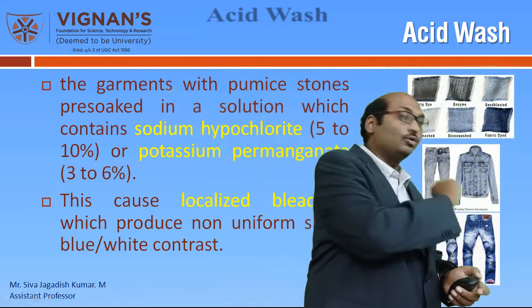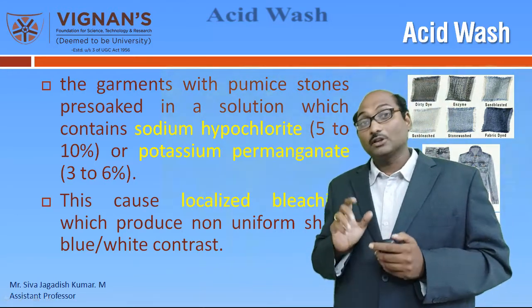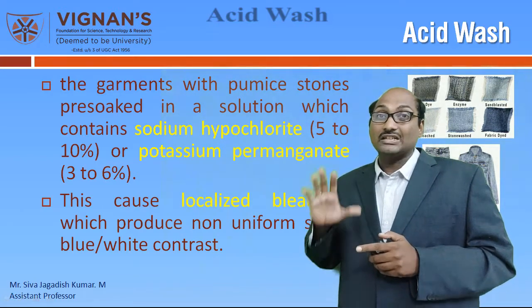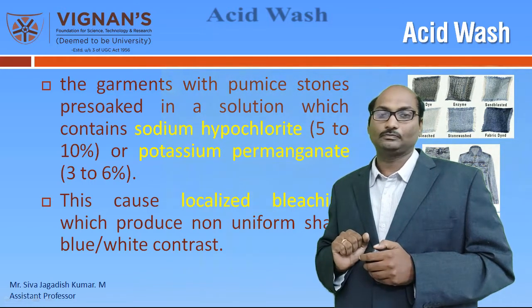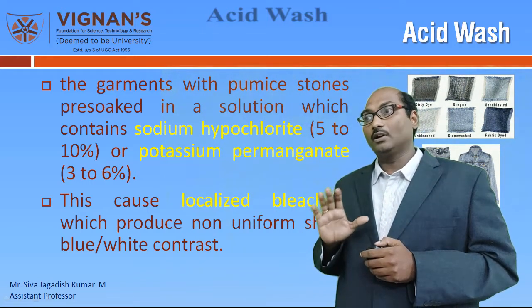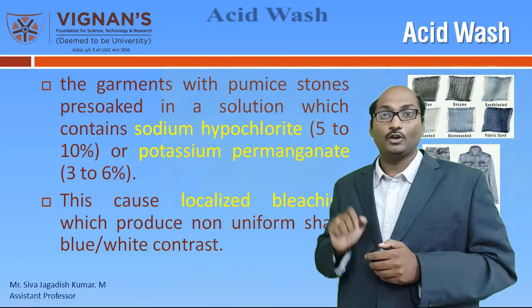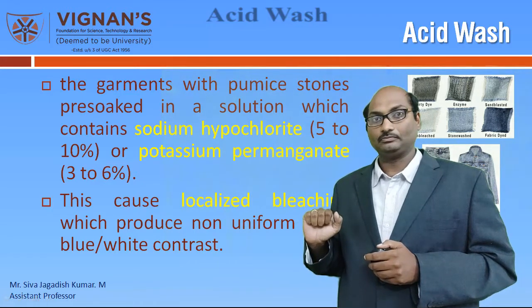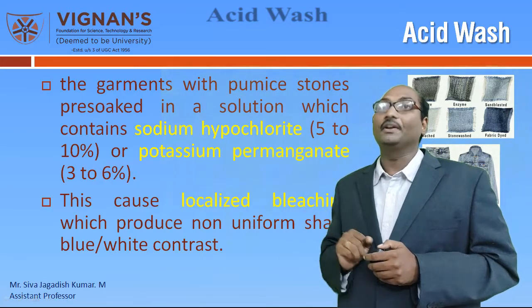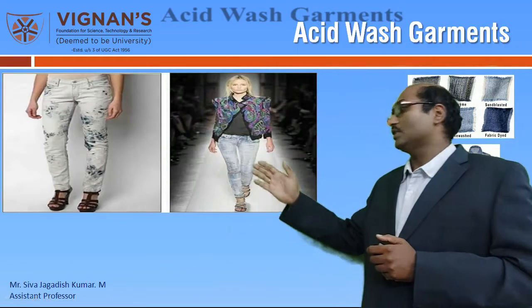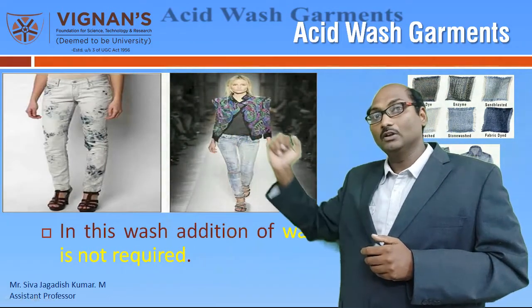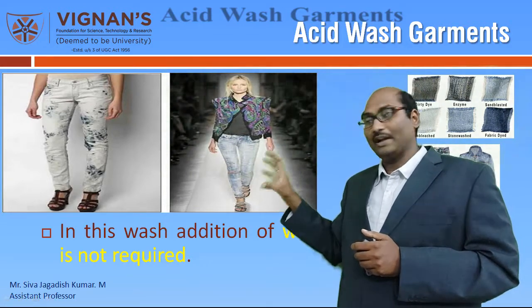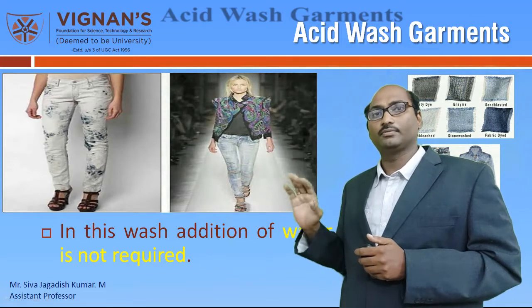As in this one, you can also observe it at the bottom here. This localized bleaching produces non-uniform, sharp blue-white contrast designs. This is the advantage of this acid wash: such non-uniform, sharp blue-white contrast designs are created. You can see such a beautiful design in the first one. Wherever the bleach does not touch, the blue remains as it is, and wherever it touches, it goes off by bleaching.